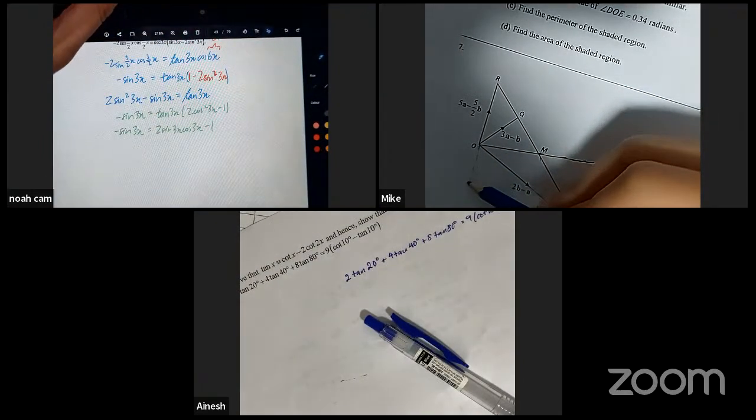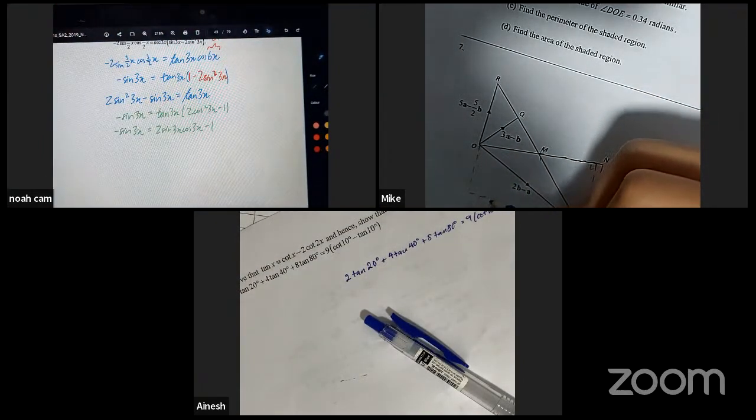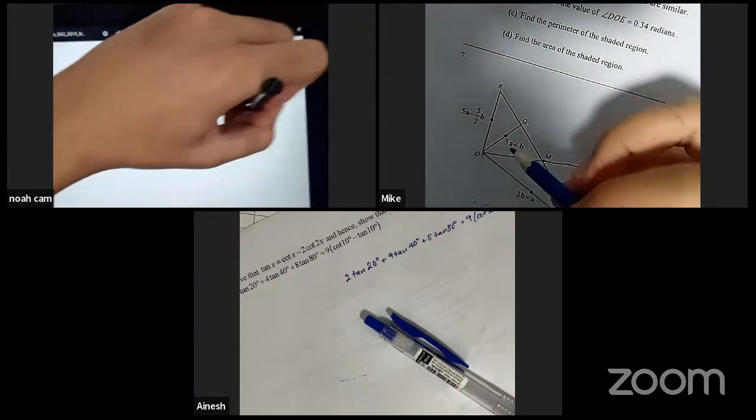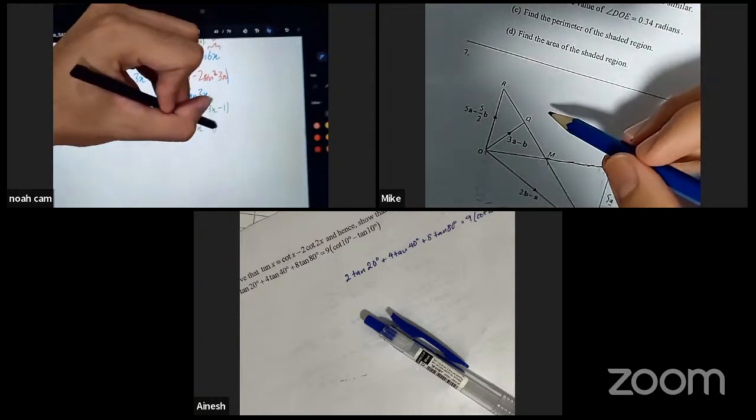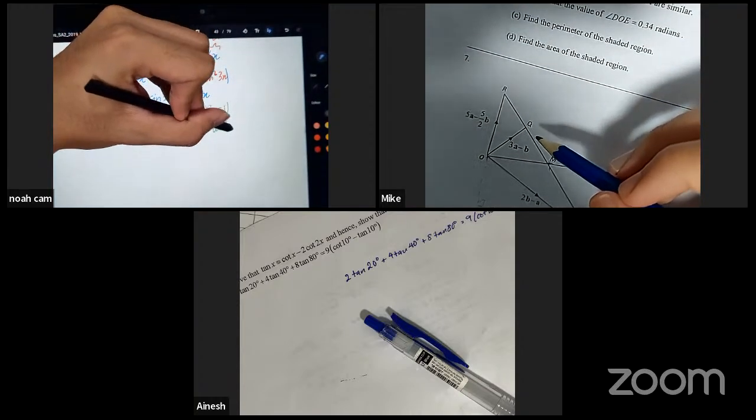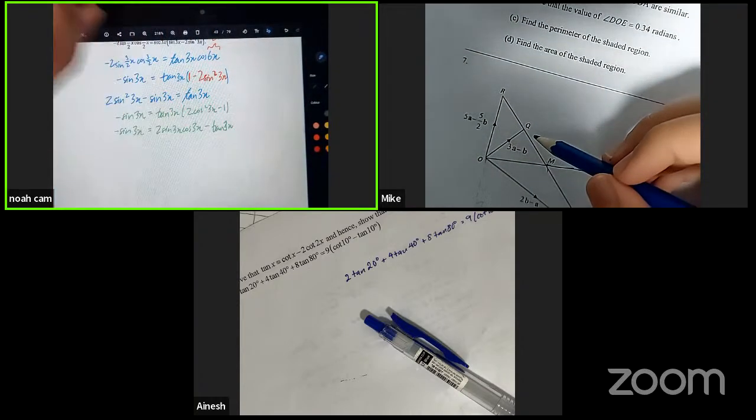Good. Okay. Your factorization is wrong. What are you talking about? You factorized wrongly. Please don't do that. You expanded wrong. Yeah. So, no.